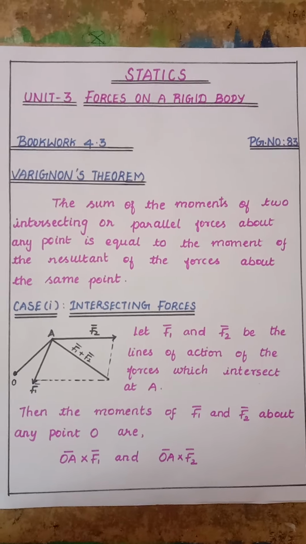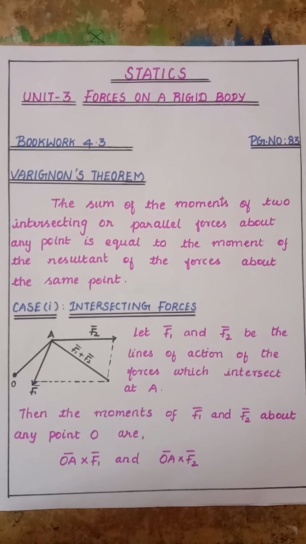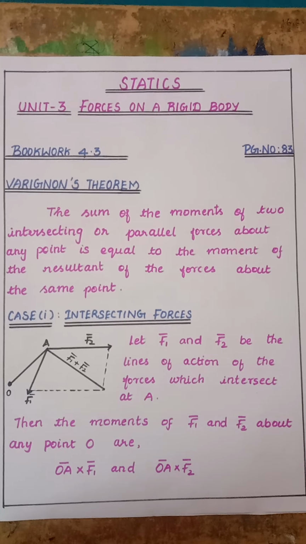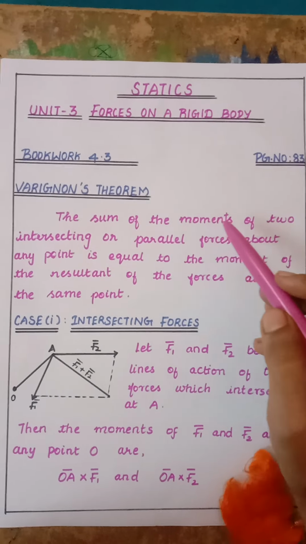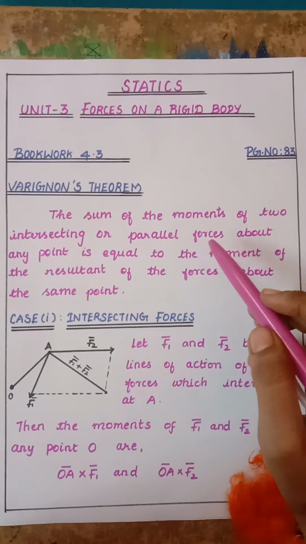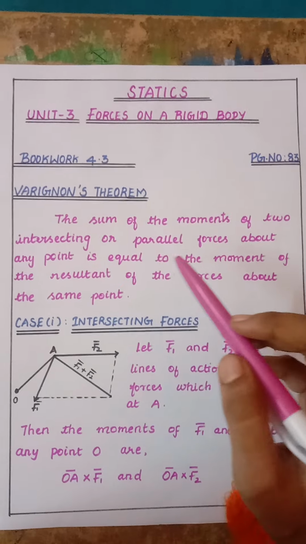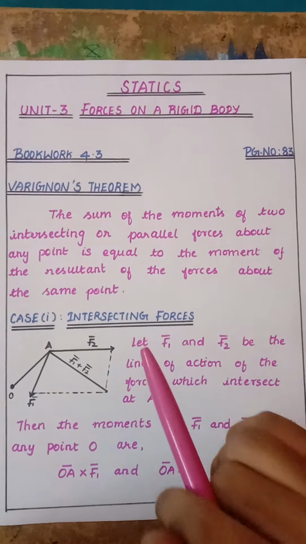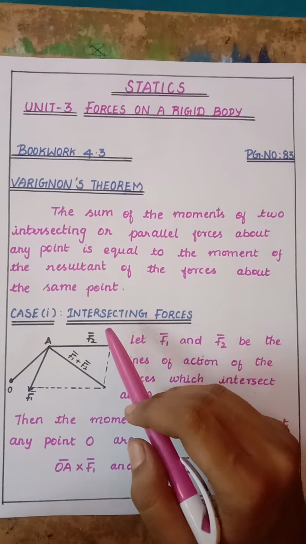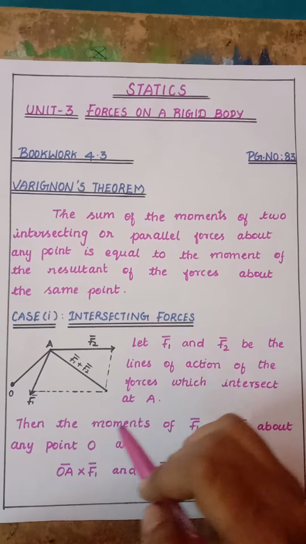Now I'm going to explain the Varignon theorem from Unit 3, Forces on a Rigid Body. The Varignon theorem states that the sum of the moments of two intersecting or parallel forces about any point is equal to the moment of the resultant of the forces about the same point. So now I'm going to prove this theorem in two cases.